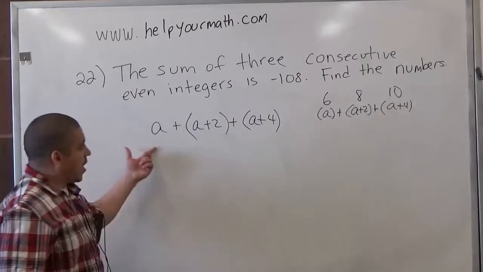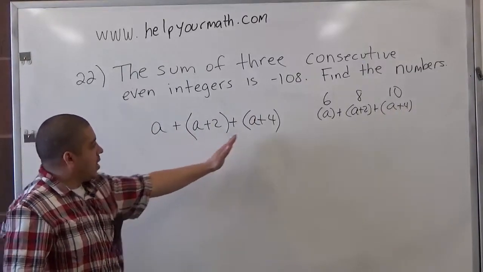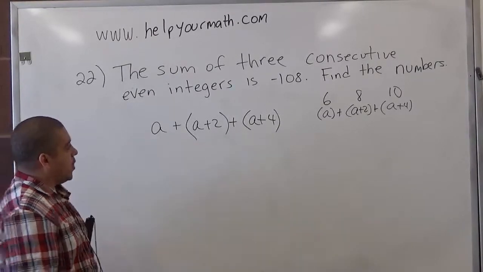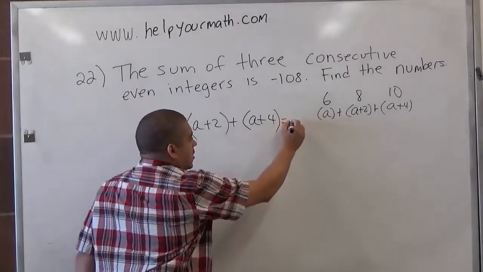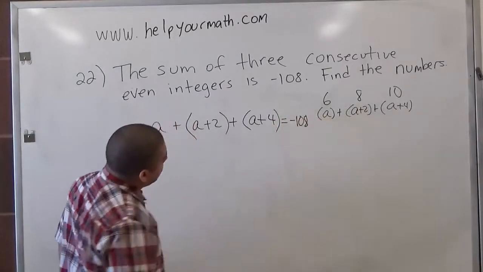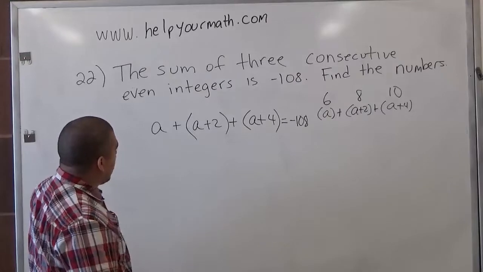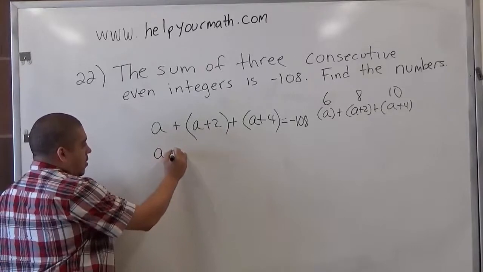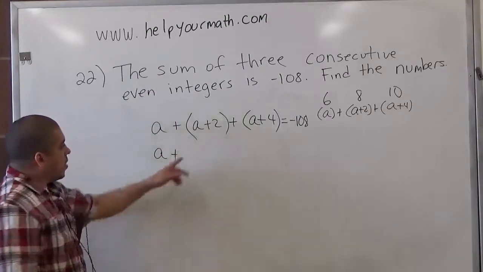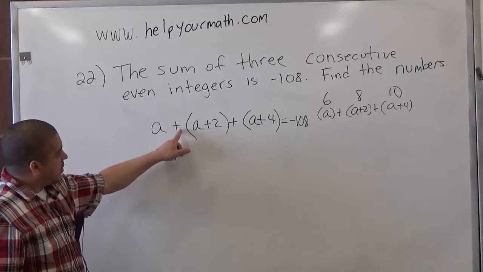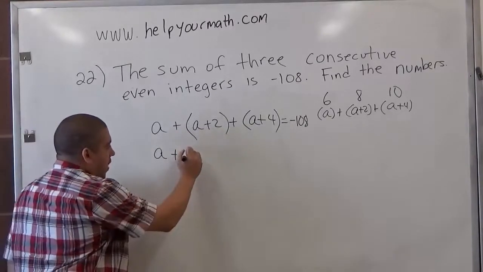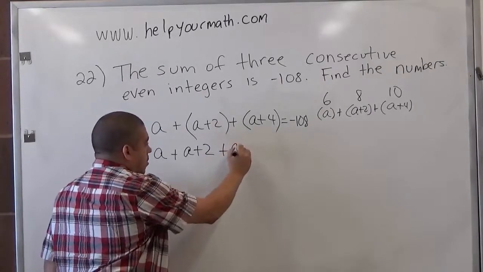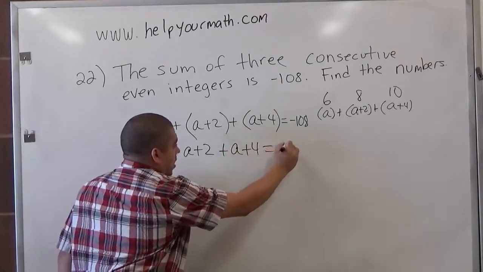So this is what I did here. I added A, A plus 2, and A plus 4. We don't know what the original first even integer is, but we know that their sum is negative 108. So now I would like to combine like terms. I'm going to rewrite my A, I'm going to rewrite my plus, and since there's nothing in front of this parentheses, I'm just adding, I can remove that parentheses, and I can remove this parentheses too, and the sum is going to be negative 108.